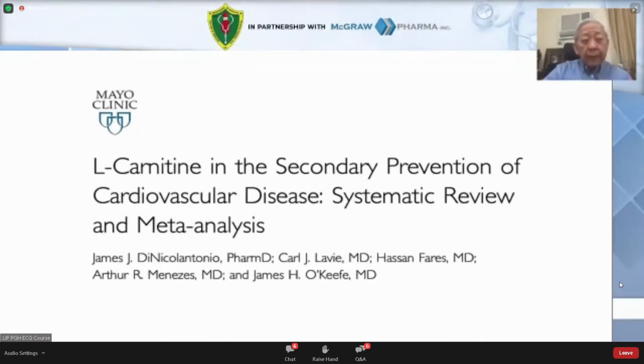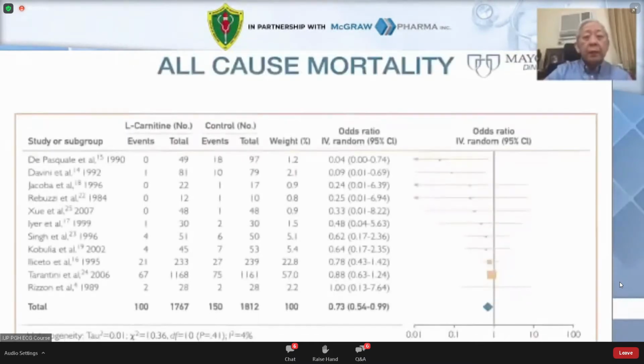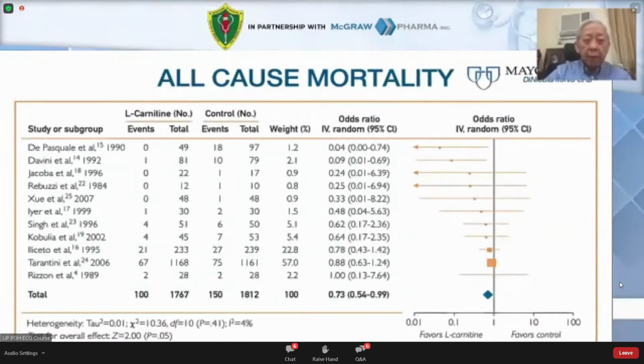The next article that I'd like to share with you is the meta-analysis published by Di Nicolantonio, a systematic review and meta-analysis of L-carnitine in the secondary prevention of cardiovascular disease. Before the first entity, I'd like to say that this particular meta-analysis involved 13 studies with a total of, I'm sorry, I think 3,600 patients.